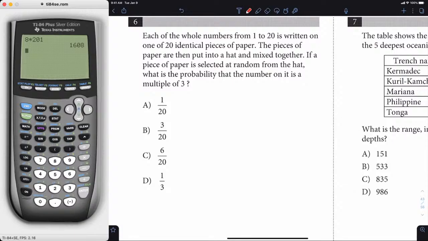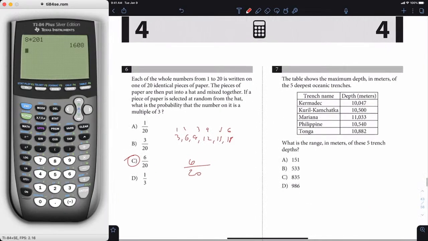Okay. 1 to 20. Okay, so how many multiples of 3 do we have from 1 to 20? Well, let's see. We have 3, 6, 9, 12, 15, 18. So that's 1, 2, 3, 4, 5, 6. So 6 out of the 20 will be multiples of 3, and the answer is C.